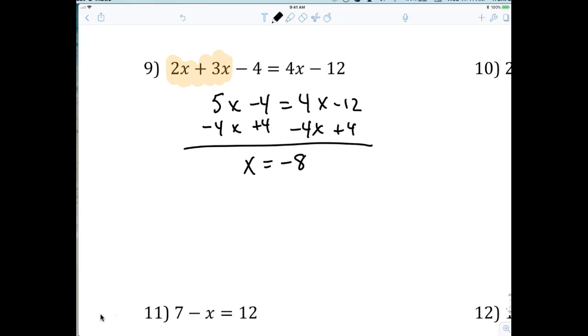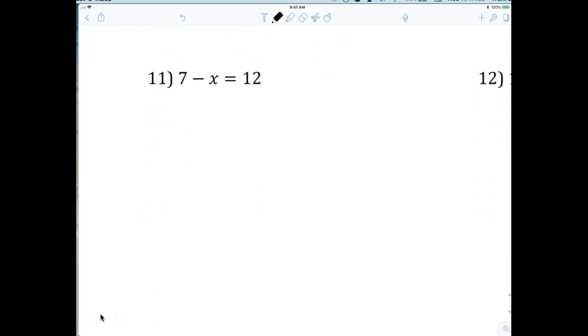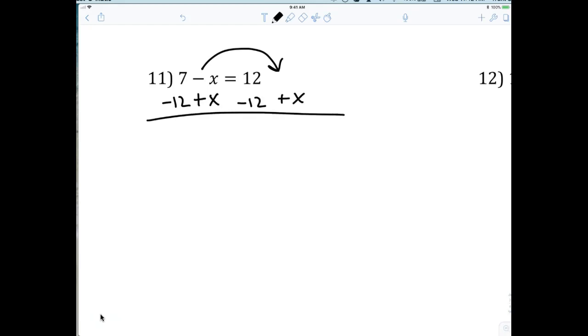All right. Now, number 11. Should have been pretty easy for you. To me, I would have just moved the x over because I would have made the x positive. So I would have done a plus x and a minus 12. And that way these cancel and you're left with 7 minus 12 is negative 5. And I would leave it as x equals negative 5. So be okay with that now?